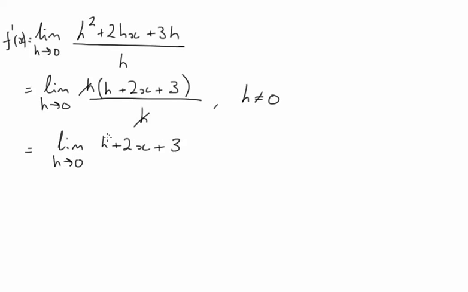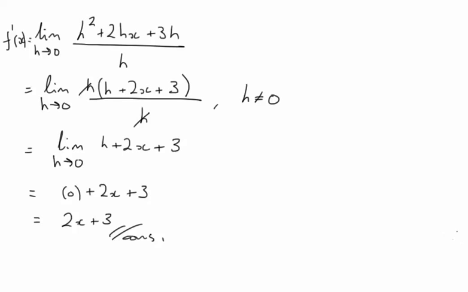Now you can substitute h in for 0. So we get 0 plus 2x plus 3, and that equals 2x plus 3. And that's our derivative. And if you want to do another example of this, you can make up your own function. You'll know the derivative, you'll know the answer, and then you can go through this process to make sure you've got it down and you've done it correctly.